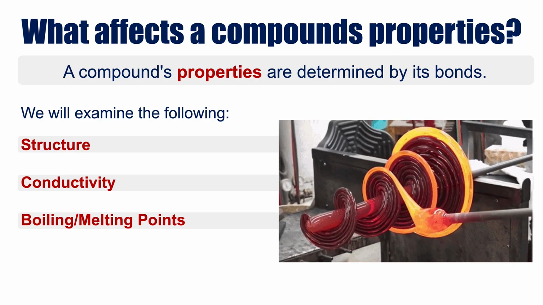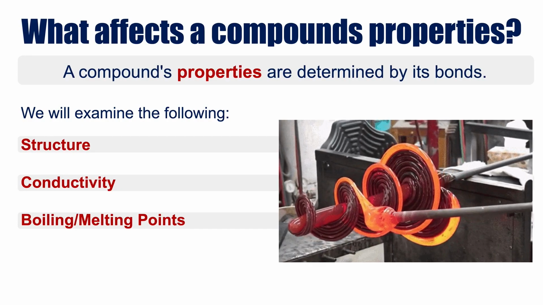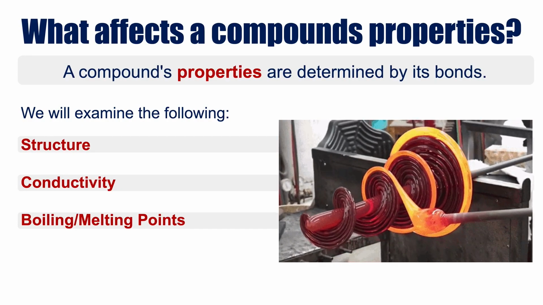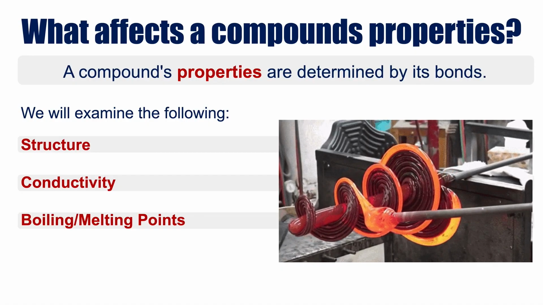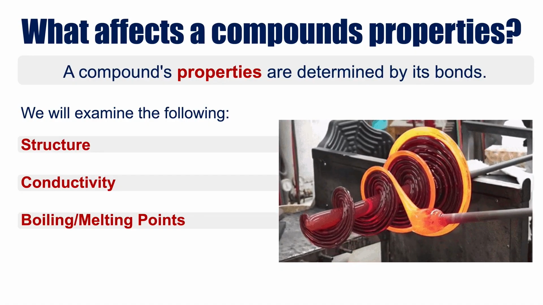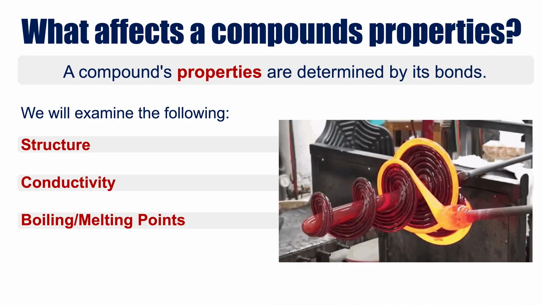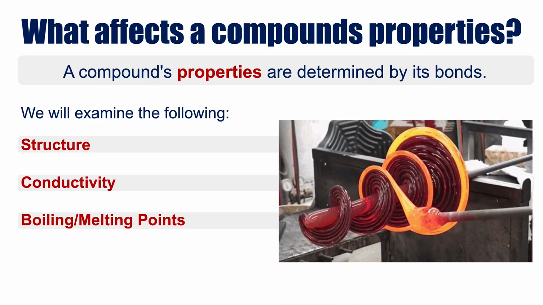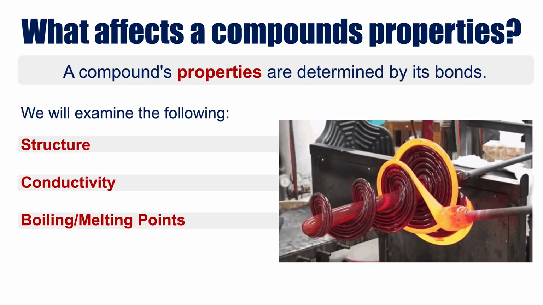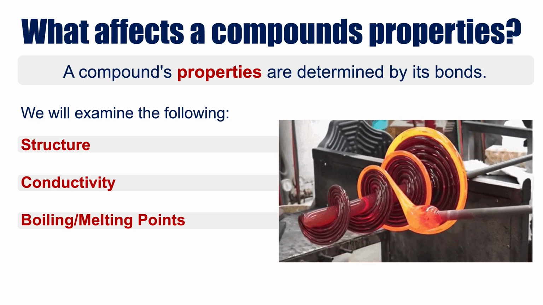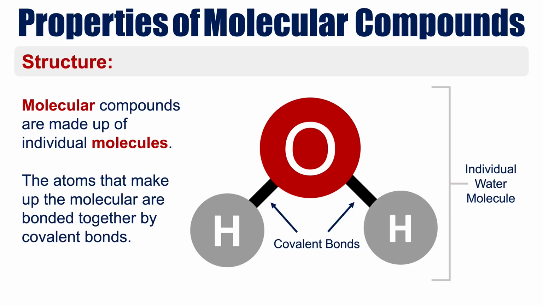All right, so what we're going to look at are the properties of covalent network and molecular compounds. In the last unit, we established the structure, conductivity, and boiling and melting points of ionic compounds. Now we're going to do the same thing for the covalent network and molecular compounds. So the structure of a molecular compound: the key thing is that a molecular compound is made up of individual molecules.